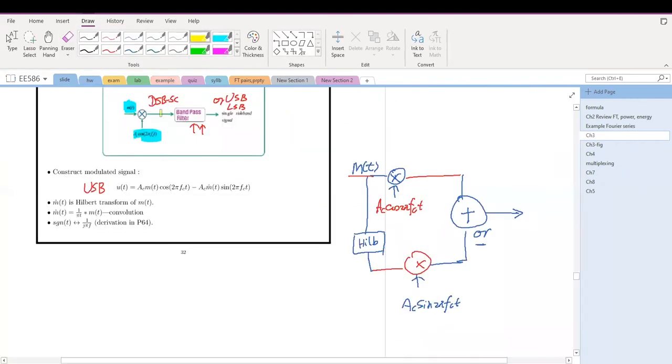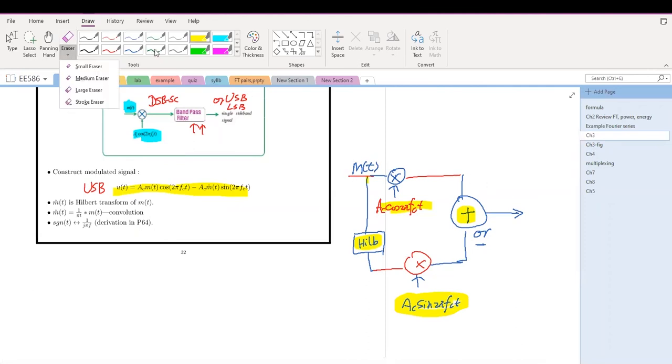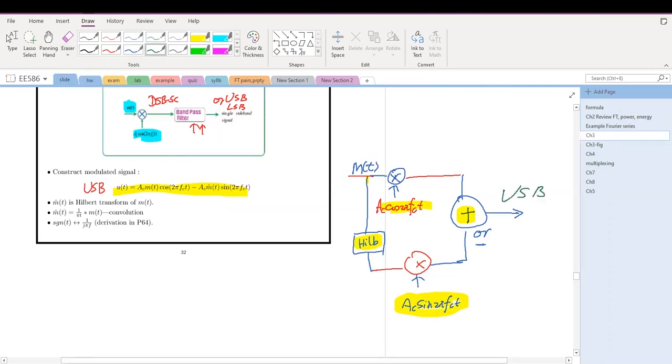The diagram to implement this, I draw it here. We have a message. We multiply by Ac cosine 2 pi fc t. And now we do the Hilbert transform. We multiply by Ac sine. And from here to here, we can use a 90-degree phase shift. We can obtain this sine signal. And after we obtain those, I use an adder. And then I can obtain the upper sideband, USB. And if I take the difference, I will obtain the lower sideband.